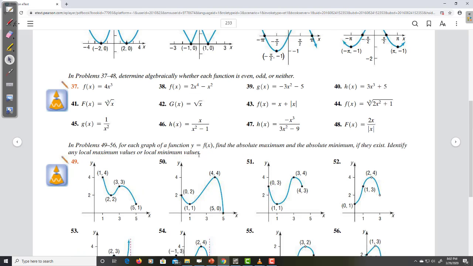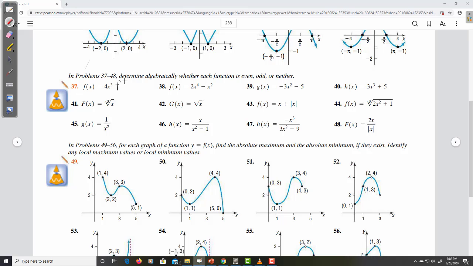Let's look at determining some of these algebraically. So, we'll start off with 37 here. Is it even, odd, or neither? On a test, I would allow you to do a rough sketch and make an argument from there. Here, they really want you to use the formula. It's a fairly simple test.